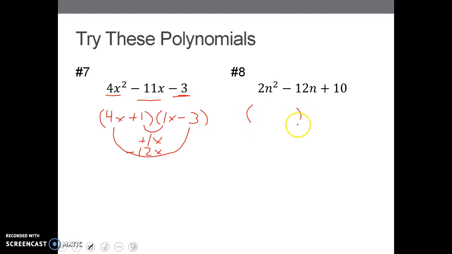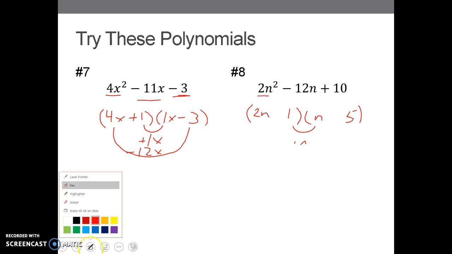I'm going to go ahead and try this right now with you. I'm going to have a 2n times an n. That gives me 2n squared. And I want something that multiplies together to give me 10, like maybe a 1 and a 5. And so this would be 1n, and this would be 10n. That's not going to give me 12n.